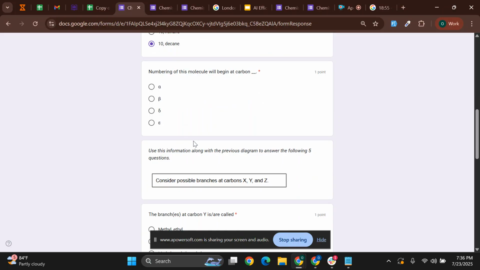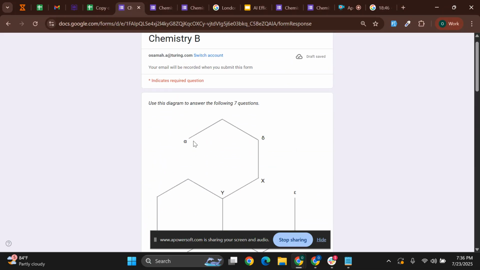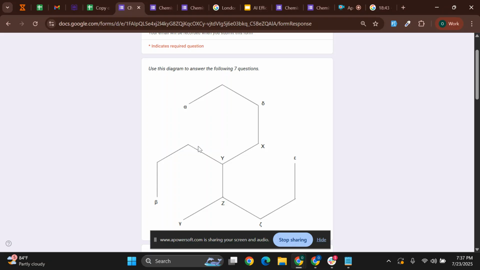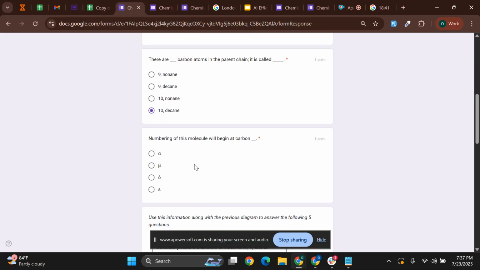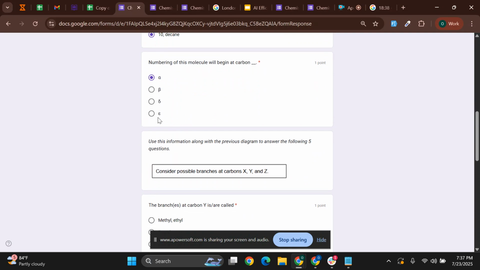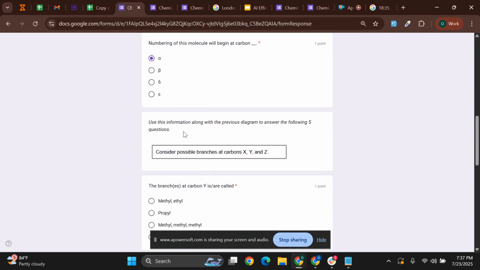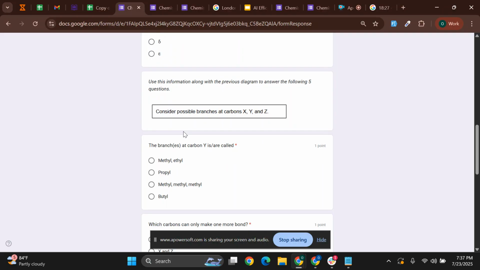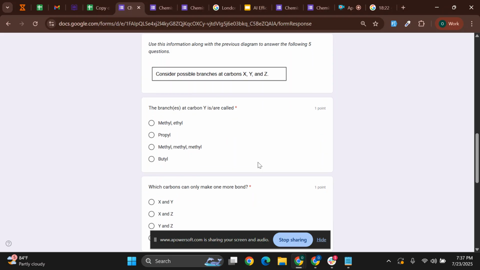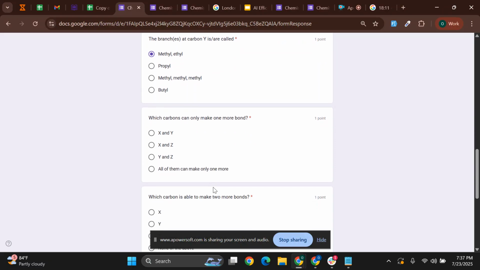Numbering of this molecule will begin at carbon, I guess, alpha. Use this information along with the previous diagram to answer the following five questions. Consider the possible branches at carbon X, Y, and Z. The branch at carbon Y is called methyl, ethyl.